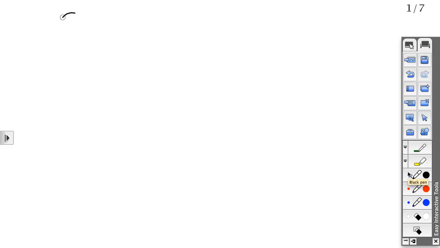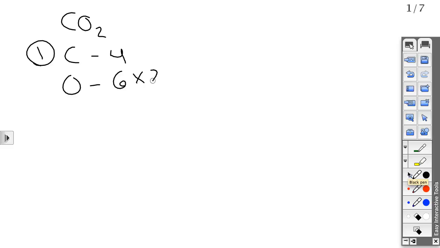So CO2, I'm going to count my valence electrons. So carbon has 4 and oxygen has 6 times 2 because there's 2 of them. Each one has 6. And so it's 12. And so total, 4 plus 12 is 16. So my picture's going to have 16 electrons. I'm going to place a skeleton structure around my carbon.